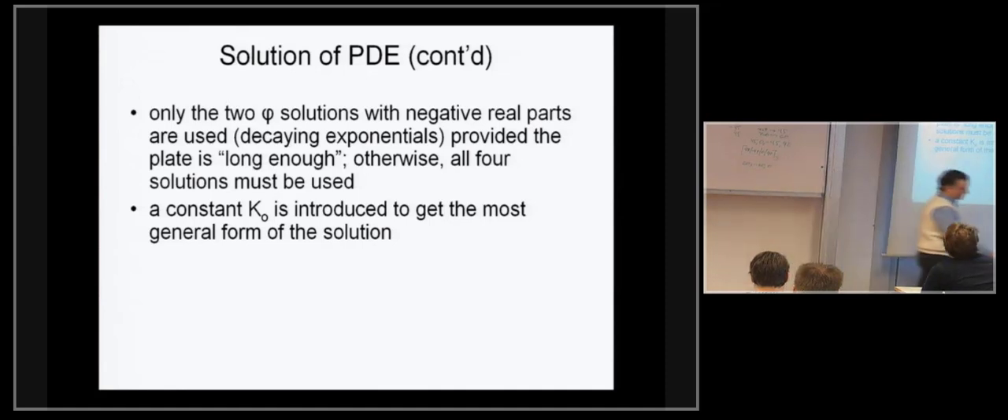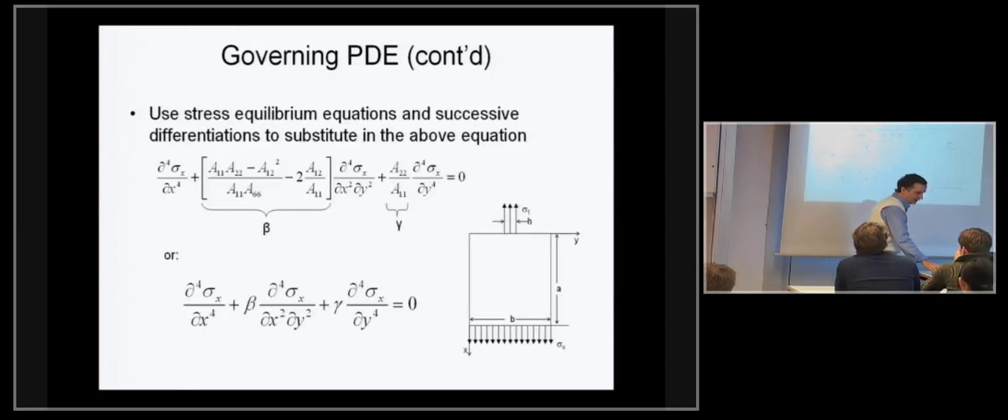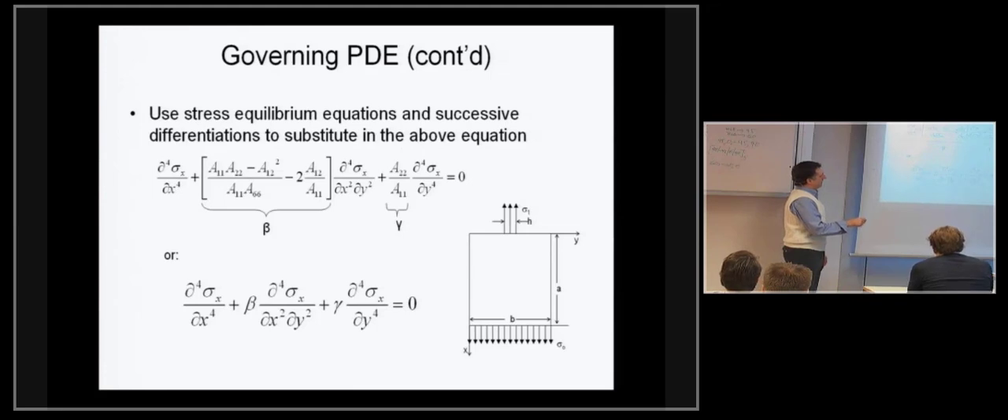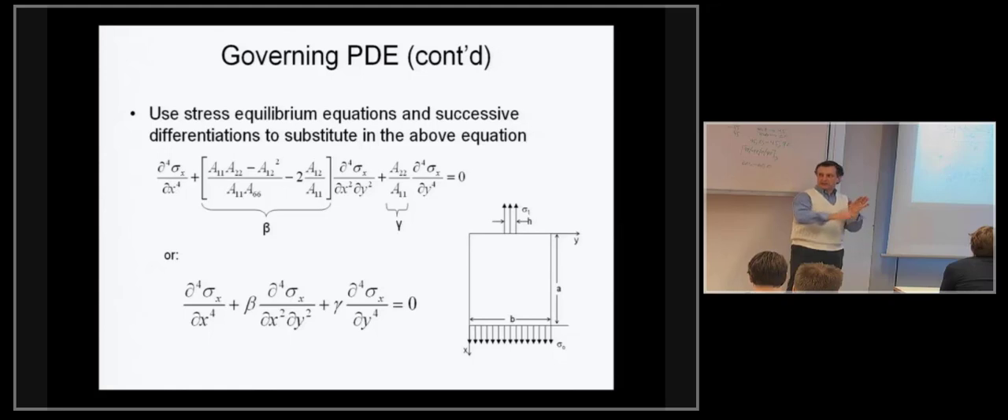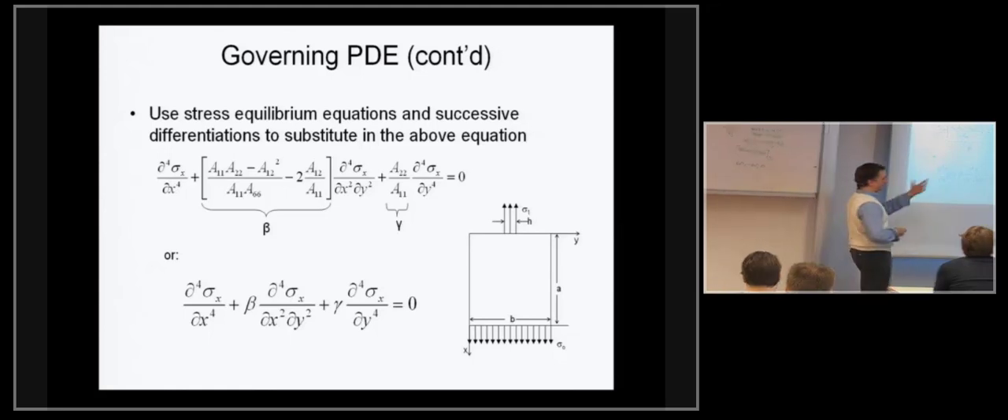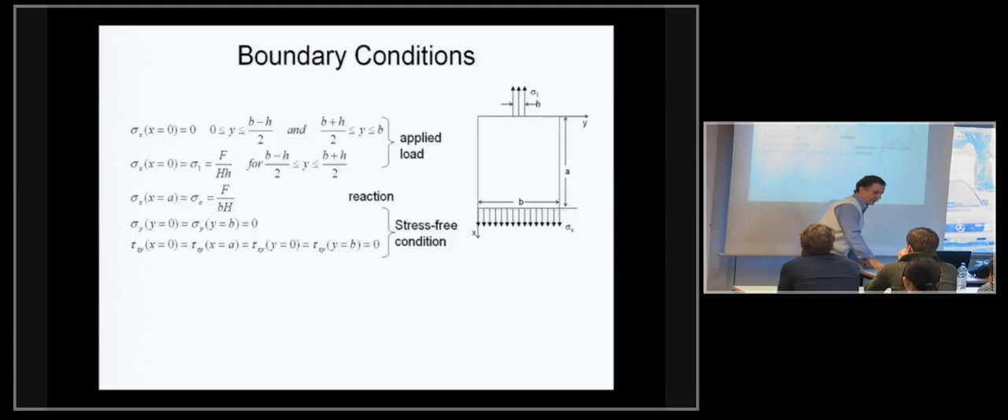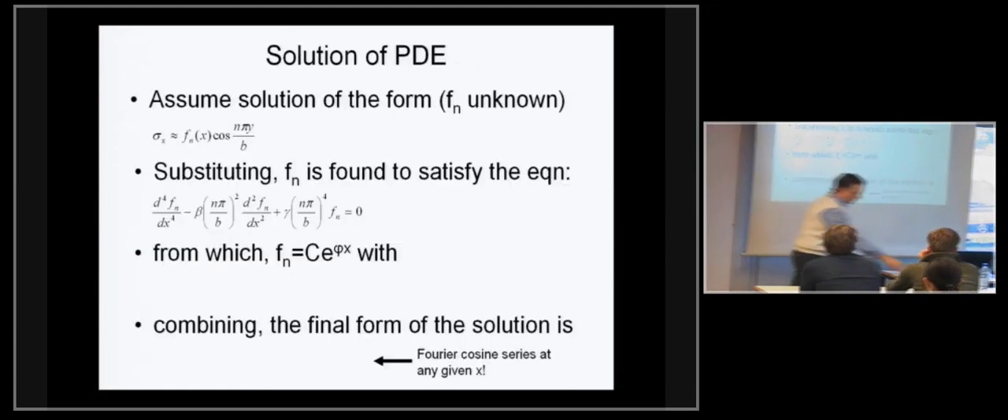If my plate is short, what do I mean by short? If the distance between this edge and that edge, or the length A, is very short, then those exponentials with the positive real parts don't have enough time to become infinite, and therefore I would need to include them. And in fact, you can play a game and keep changing the value of A and solving using all 4 exponentials, and all of a sudden you will find that after a while only 2 of them are what you need if A is too large, and you will need all 4 of them if A is too small.